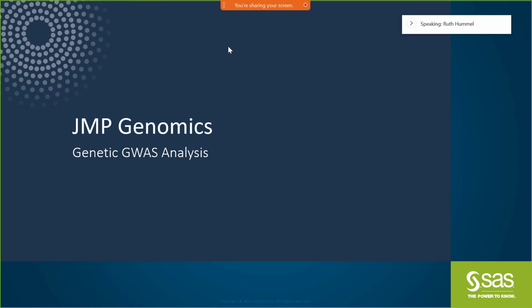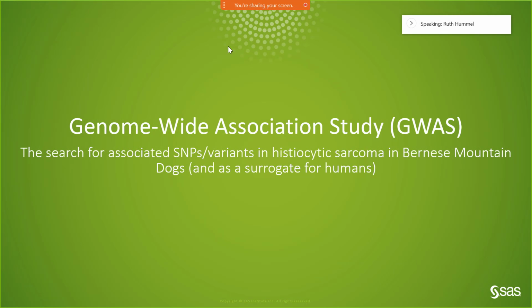Okay, so I'm going to go a little more quickly because you've seen a little bit of JMP, and so I can be a little bit speedier on this example. So we'll spend less time here. This is an example of a genome-wide association study where we've got SNPs, so single nucleotide polymorphisms, and the samples are Bernese mountain dogs, and we're looking at a particular type of cancer. Humans get this type of cancer, but Bernese mountain dogs get it at a much higher rate. So they're a really good surrogate to explore what SNPs or variants are associated with this particular cancer.